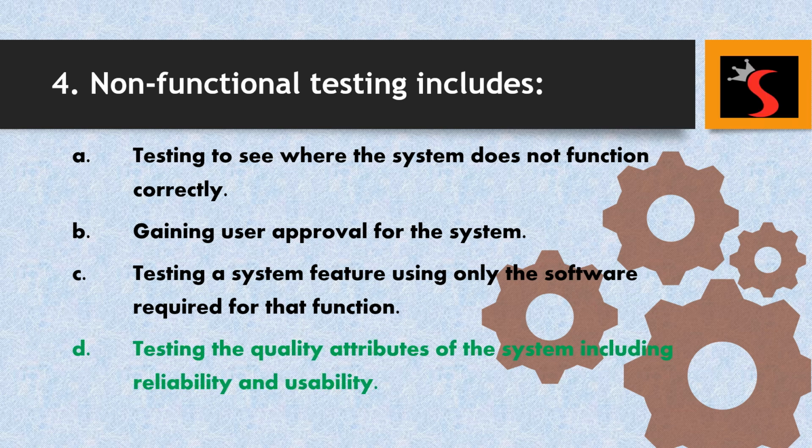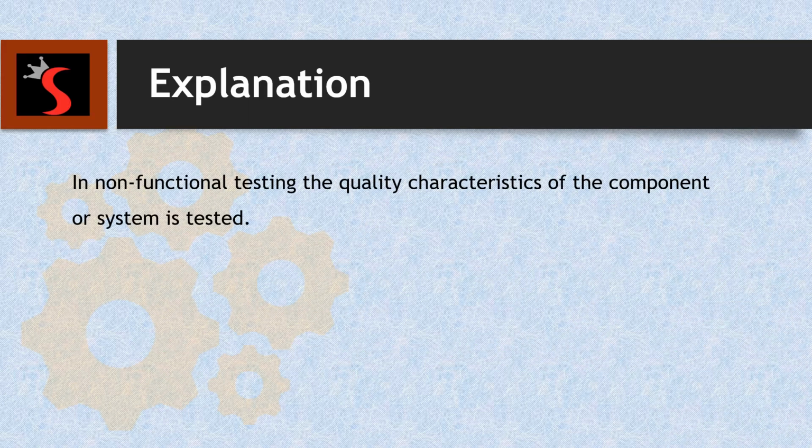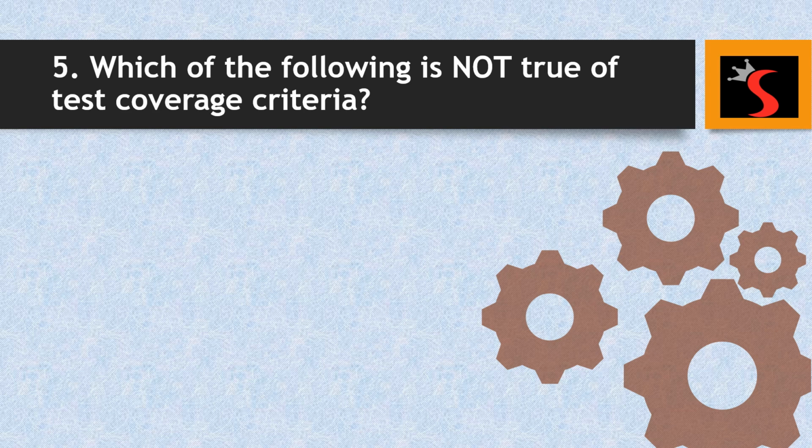And the right answer is option D. Testing the quality attributes of the system including reliability and usability. Explanation: In non-functional testing, the quality characteristics of the component or system are tested. Which of the following is not true of test coverage criteria?